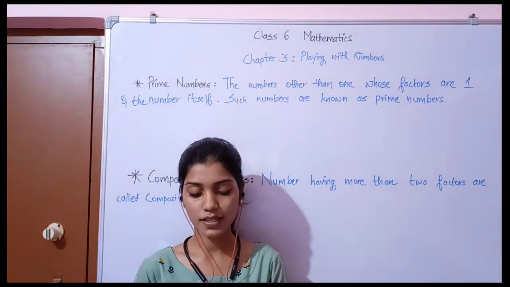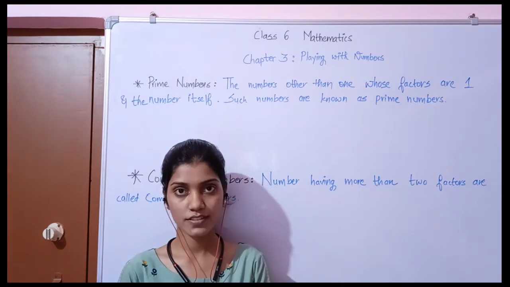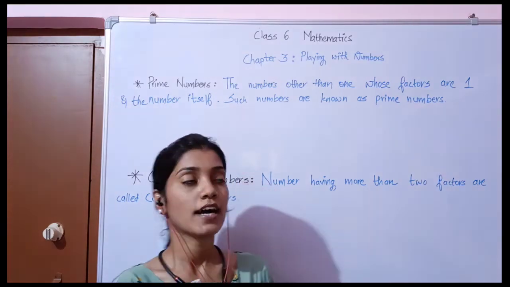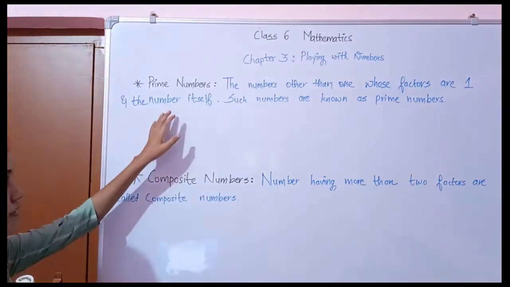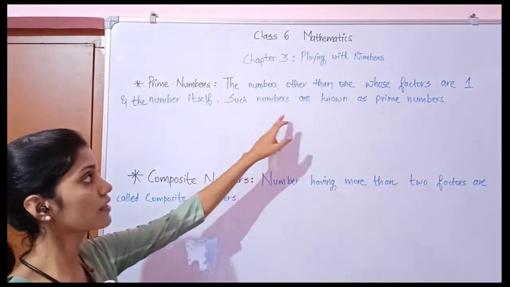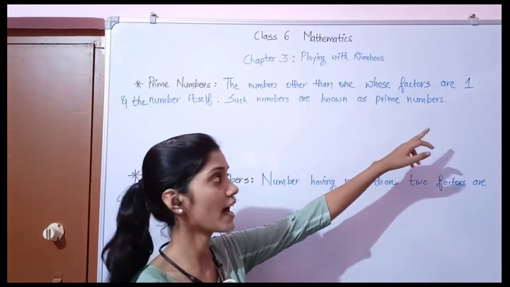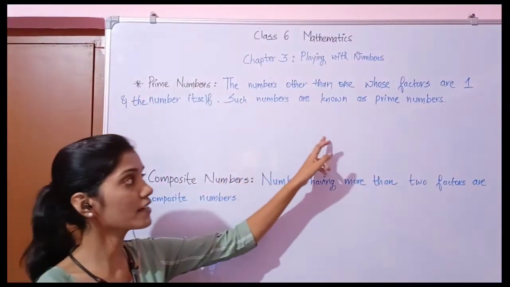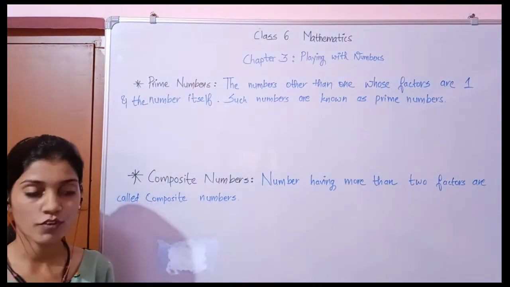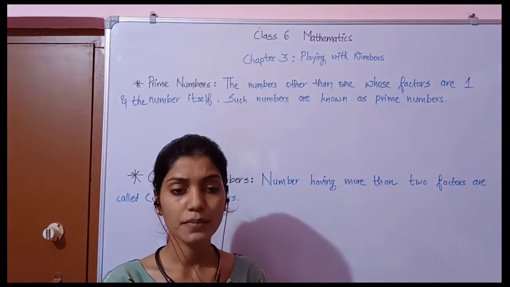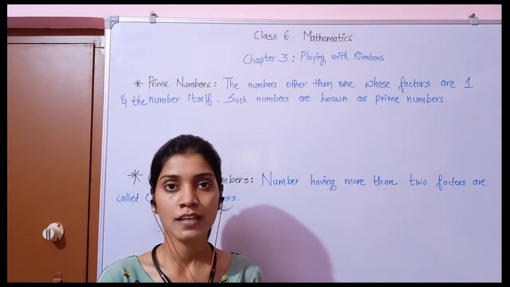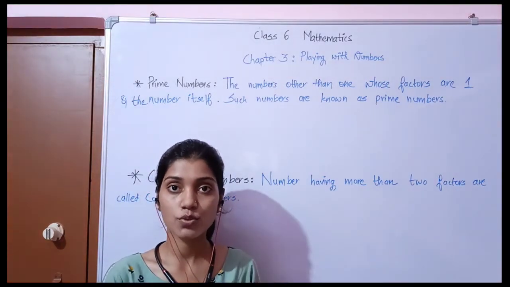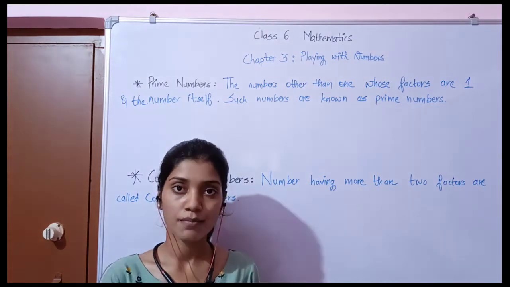Prime and composite numbers. Today we are going to discuss what are prime numbers and what are composite numbers. Everybody look at the board, what is written. The numbers other than 1 whose factors are 1 and the number itself, such numbers are known as prime numbers. So what are prime numbers? Prime numbers are the numbers whose factors can be only 1 or the number itself. Those types of numbers are known as prime numbers.